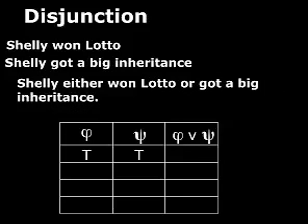Doesn't matter. So suppose we're walking down the street and we see Shelley drive by in a brand new Mercedes convertible. And we know Shelley, she is a student who doesn't make a whole lot of money, but she's in this brand new car. And so I give you a guess as to why she's driving this big car. I say Shelley either won lotto or got a big inheritance. So we've got two disjuncts here. Shelley won lotto, Shelley got a big inheritance, and I put them together with a disjunction. And I gave you this guess.